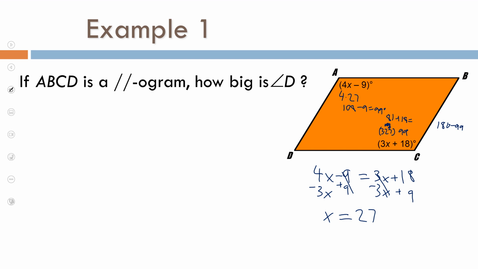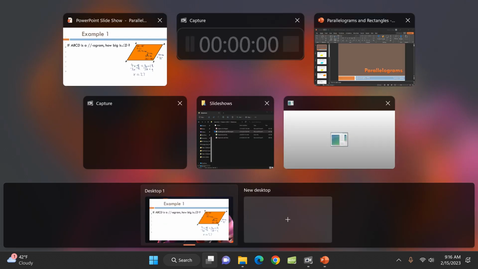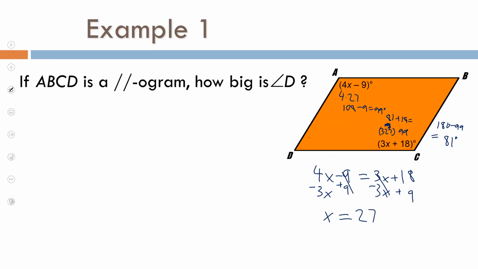180 minus 99 is... Oh, you broke it. How did you do that? That's all right. Just scratch it out and write it in there. We know it. That's a big fat 1. 81 degrees. Well done. Let's give it up.